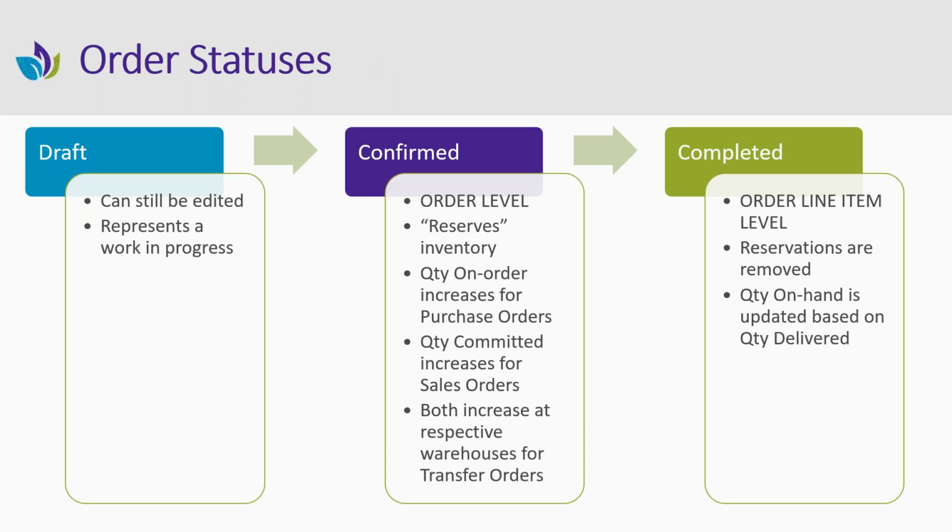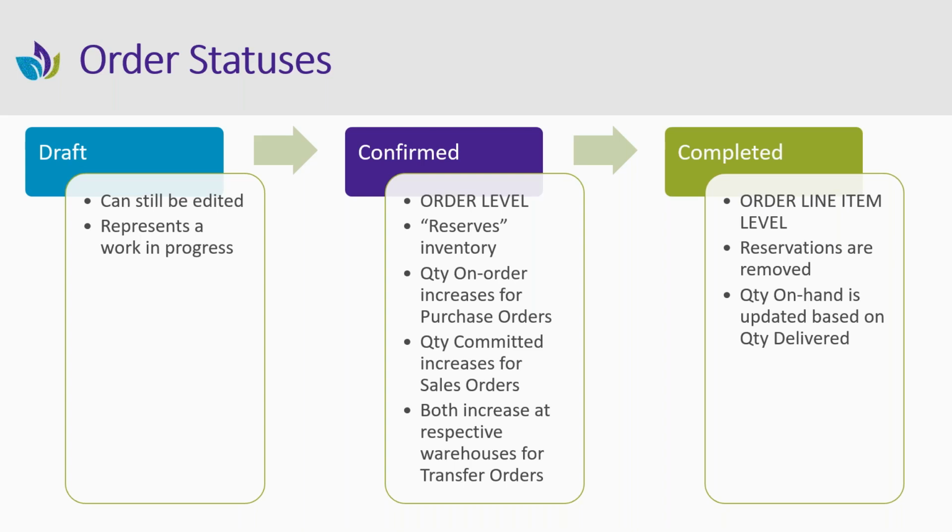And so regardless of the order type, we've talked about sales orders, transfer orders, purchase orders, regardless of the type, each TaroWorks order has 3 main statuses at both an order level and an order line item level. In a draft status, the order can still be edited and is considered a work in progress, so there's no impact to inventory here. Once an order enters a confirmed status, and this happens at an order level, the status of all of its order line items will also become confirmed.